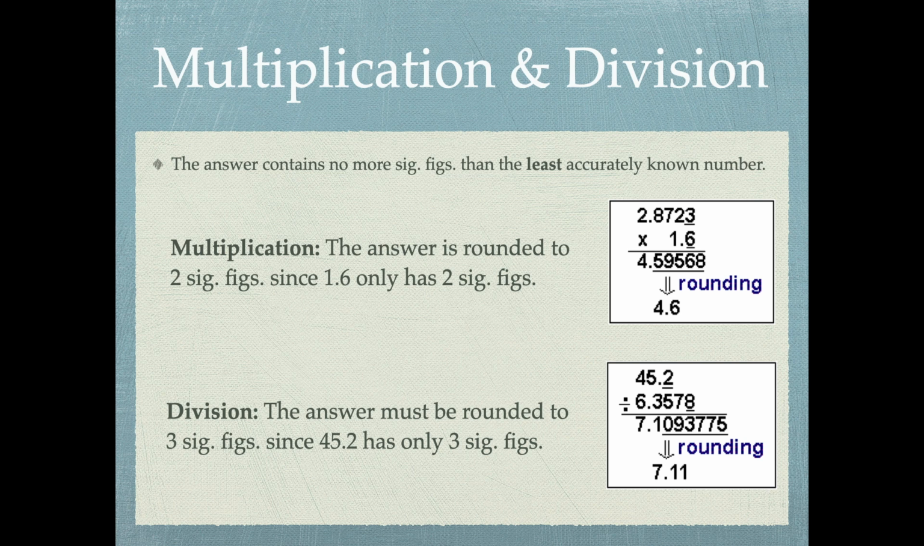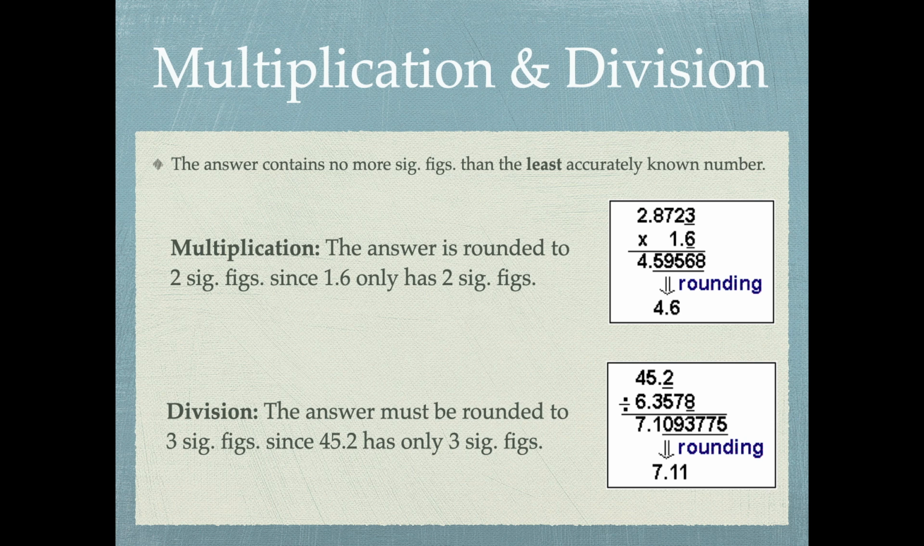Let's look at the division one below. 4.52 divided by 6.3578. 445.2 has only 3 sig figs. So we're going to round our answer to 3 sig figs. Our answer comes out to 7.1093775. If you reported all that, you're reporting a bunch of lies. You're a big fat liar. So what you need to do is round that to 7.11. And now our answer has 3 sig figs. See that? Pretty slick, huh? So the rules are different.